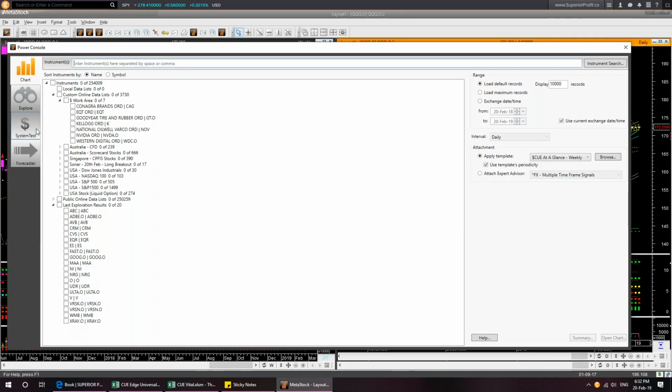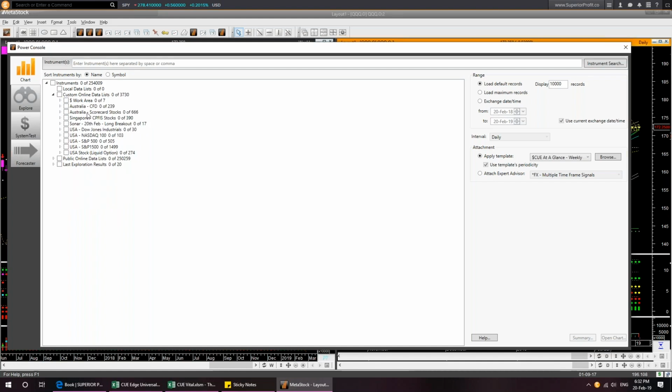We talked about the instruments. In MetaStock, you can create custom online data list or custom local data list. I don't use local data list. Everything I retrieve from the Thomson Reuters database through MetaStock Zenith in real time. So I have created custom online data list for different countries. If I'm trading in Australia, I'm using CFDs so that I may be able to short those instruments. I have created a list for that.